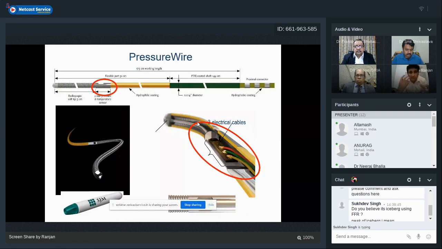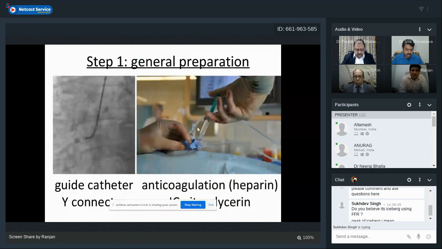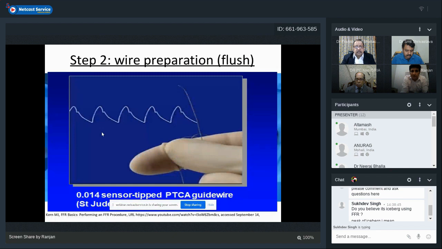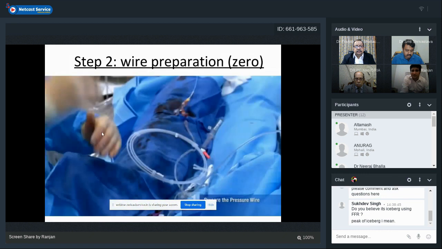There is one for the induced outcome, and there is one more for the resting indices. This index has one cutoff, and this index has one cutoff. So general preparation is very important. We need to flush the wire, and when you are equalizing, make sure the wire is at the level of the patient on the table. It's also important to flush it and make sure the tip is in contact with fluid. It's like a simple PTCA wire, like any other wire, a 014 wire. It could actually be used as a workhorse wire if you are doing some intervention. So you keep it at the level and make sure both are zeroed: your aortic pressure is zeroed and also the wire is zeroed.